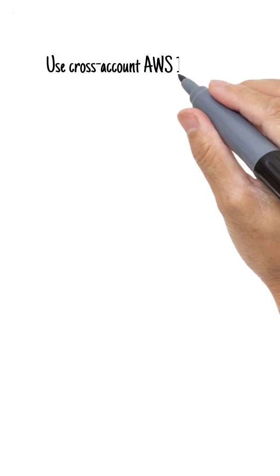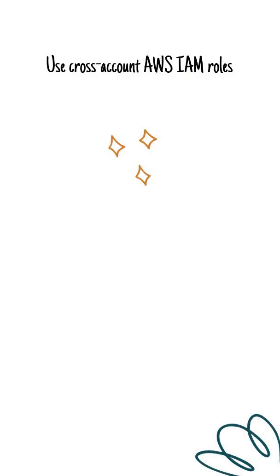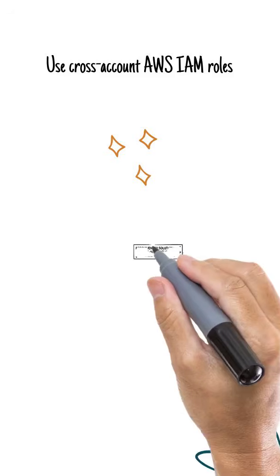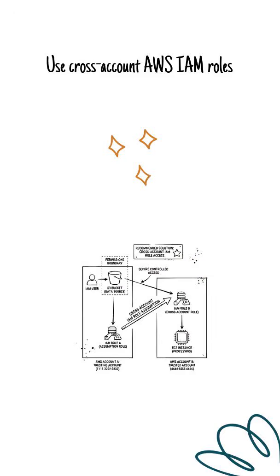So the answer is simple. Use cross-account AWS IAM roles and attach the permissions needed to the role. That gives users controlled access to resources in another AWS account without exposing permanent credentials.